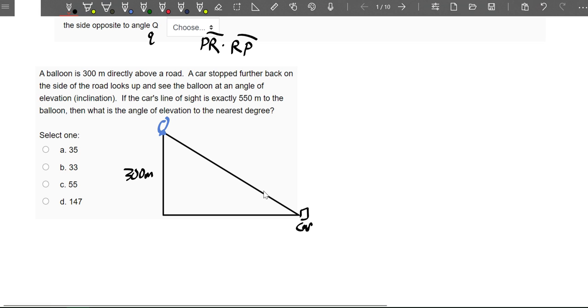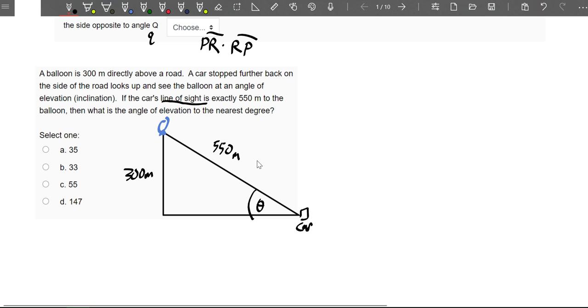It looks up and sees the balloon at an angle of elevation. Doesn't say what the angle is though. If the car's line of sight is exactly 550 meters to the balloon, then what is the angle of elevation to the nearest degree? So we're looking for this angle here. The car is here, they're looking up at the balloon, and the line of sight, right along here, that's the hypotenuse, is 550 meters. Don't ask me how they measured that. I bet they didn't. Maybe with lasers.